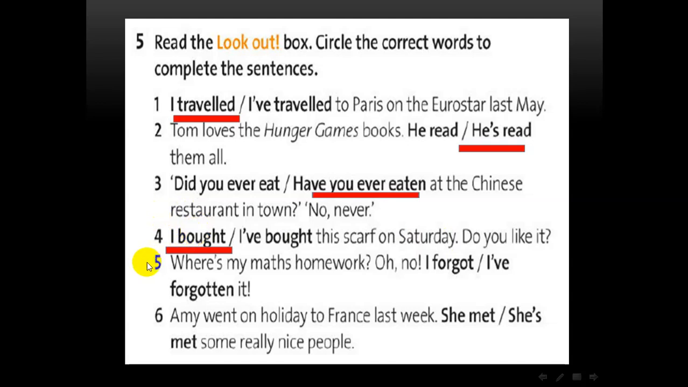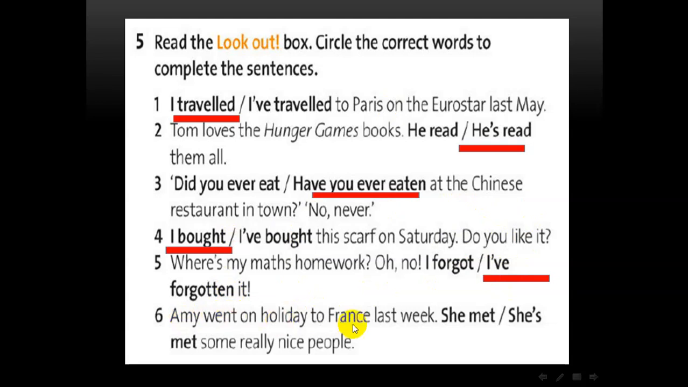5. Where's my math homework? The S is not pronounced. Where's my math... after TH we don't pronounce the S. Where's my math homework? Oh no, I forgot it, or I have forgotten it. I have forgotten it. I didn't specify the time. And we also said we use the present perfect to ask and answer questions, either in a question or in answers. I forgot it and forgot when I should hand it in. I have forgotten it.